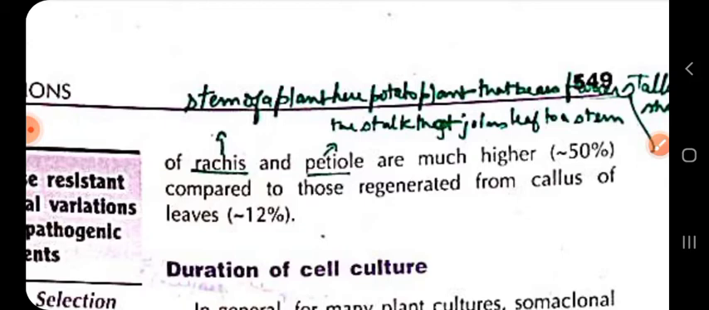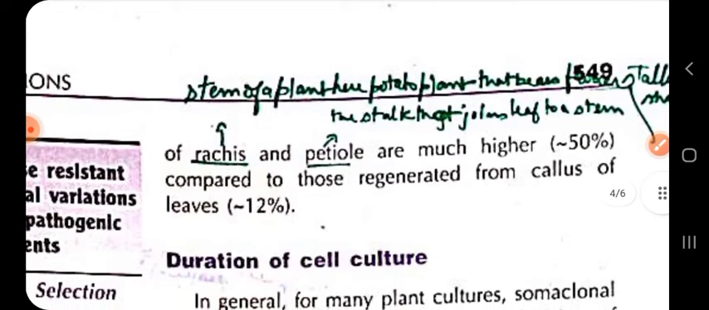Rachis is actually the stem part of the plant, here the potato plant stem, that bears the stalks at regular intervals. And petiole, as you know, is the stalk which joins the leaf to the stem. That part shows a greater degree of variability in potato plant.